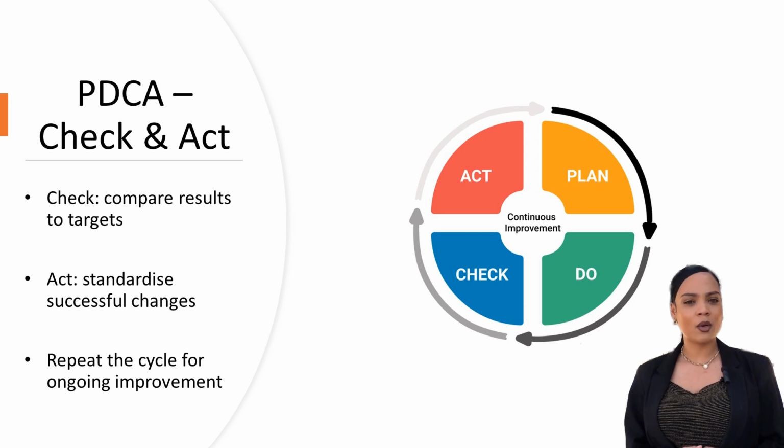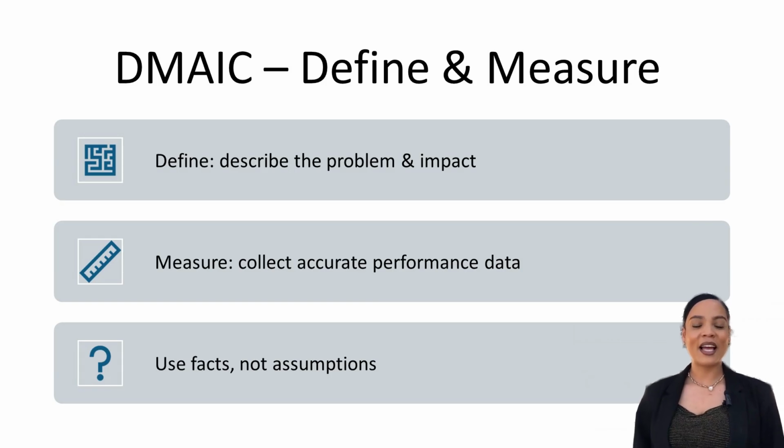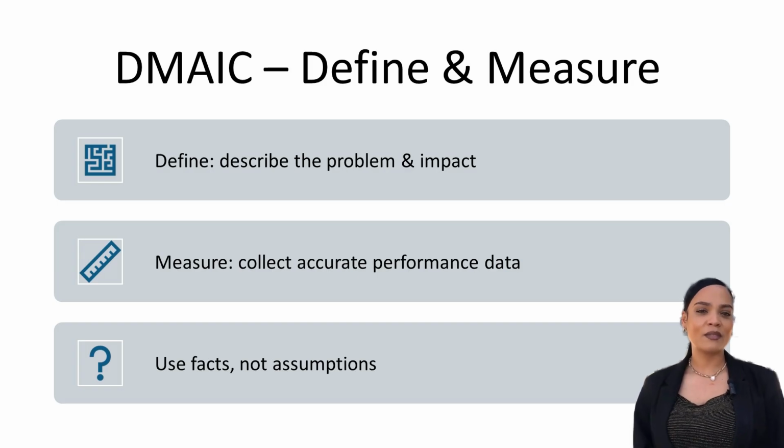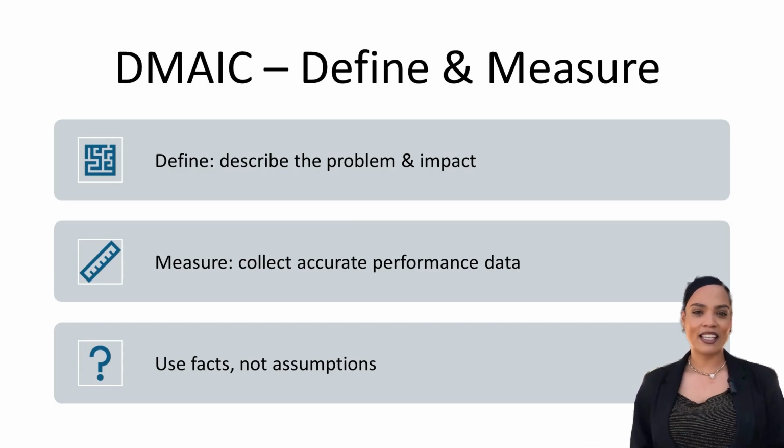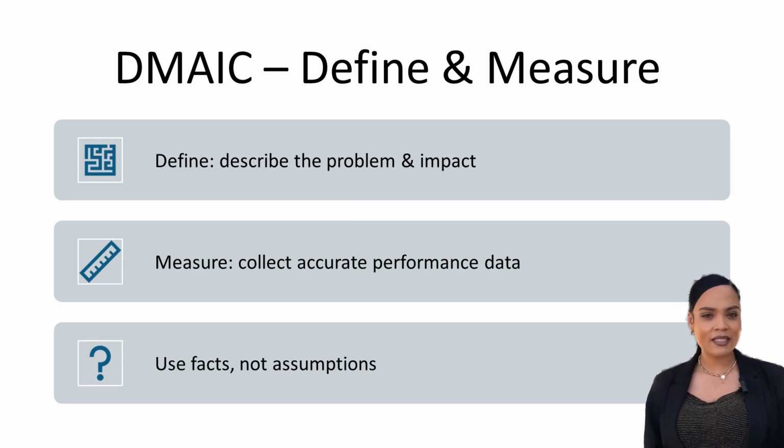Another powerful, more data-heavy model is DMAIC. DMAIC is often used in Six Sigma and structured improvement projects. It is very useful when we have recurring problems that impact quality, cost, or delivery. 1. Define. We start by clearly defining the problem. What is happening? How big is the impact? Who is affected? For example, our defect rate on line 2 has increased from 1% to 4% over the last month. In this step, we describe the gap between current performance and expected performance.